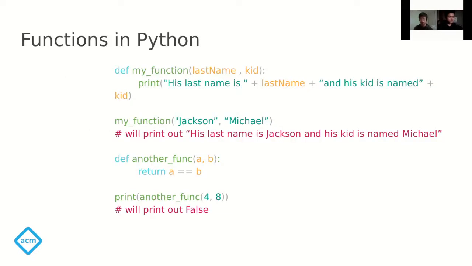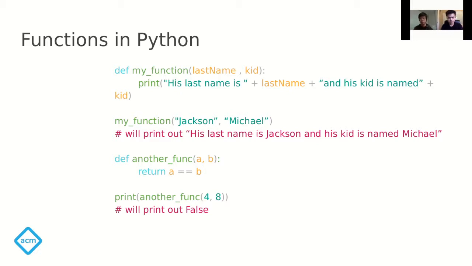Yeah. So first, we have functions in Python. As I mentioned before, functions are required to have an input and an output in the form of function parameters and then whatever the function executes in their block. So here we have two functions called myFunction and another function. What myFunction does, it takes in a last name and a kid, and it prints out his last name is whatever the last name you input, as well as and his kid is named kid. So if we call it using the arguments Jackson and Michael, it's basically going to print out his last name is Jackson and his kid is named Michael.